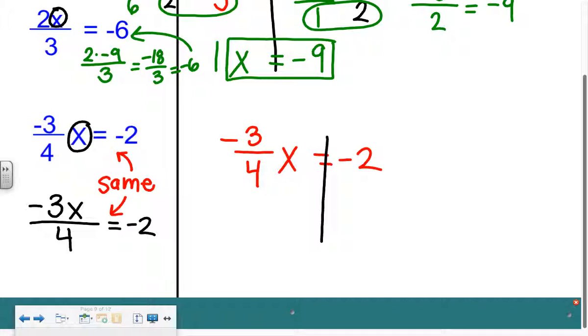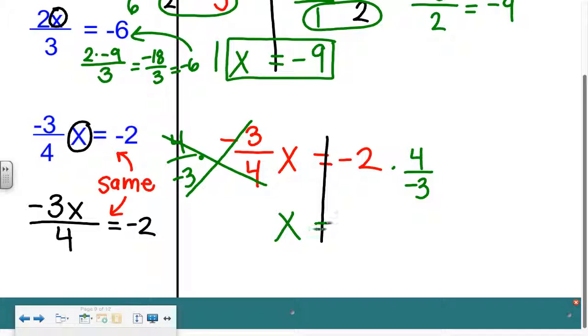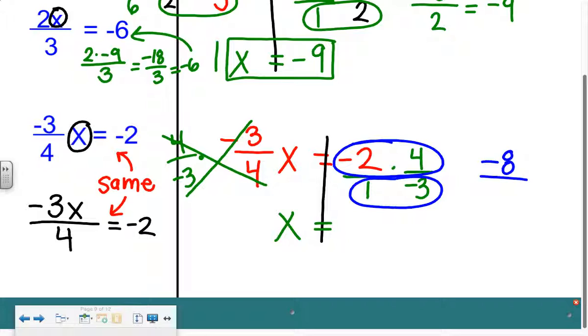Since I have a fraction, -3/4, the way I get rid of my fraction is by timesing by the reciprocal. Don't forget that negative. So 4 over -3 times -3/4 makes 1, cancels, so we don't need to write that. Now I need to turn my -2 into a fraction, so -2/1. So -2 times 4 is -8. 1 times -3 is -3.